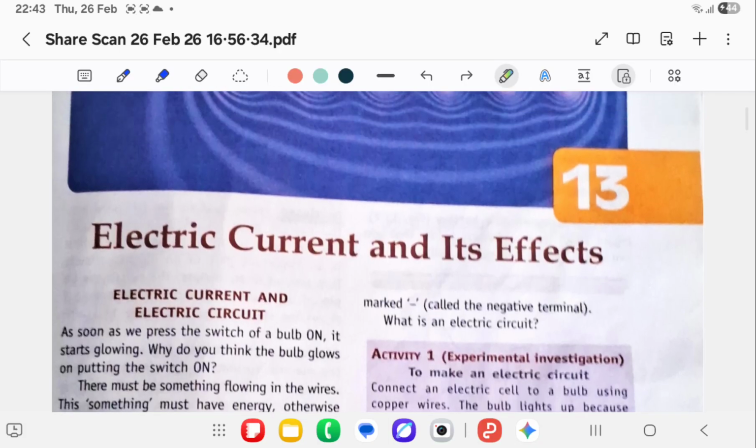Hello children. Now I will be explaining you chapter 13, electric currents and its effect, grade 7th. Okay. So electric current, what is electric current?